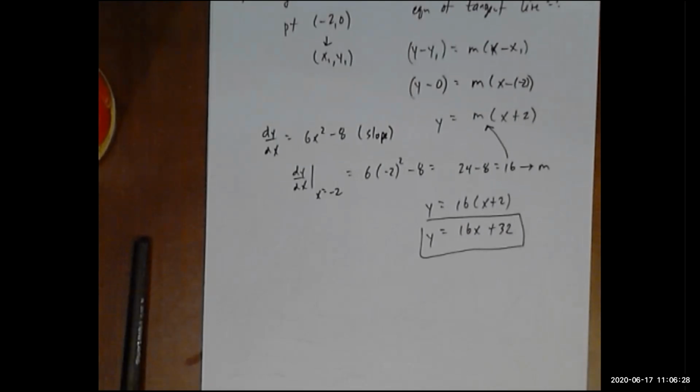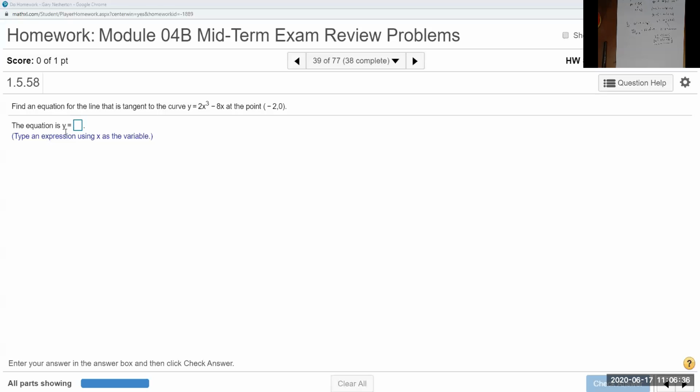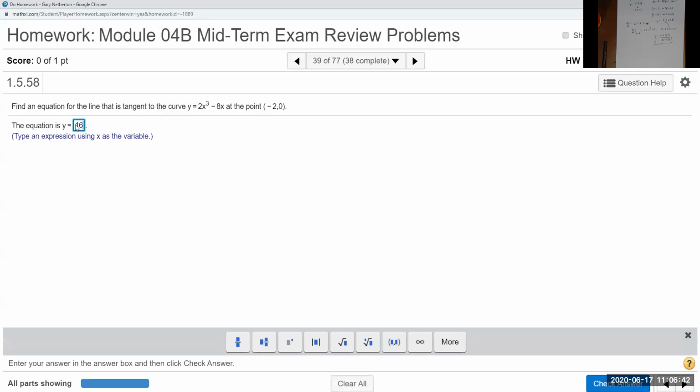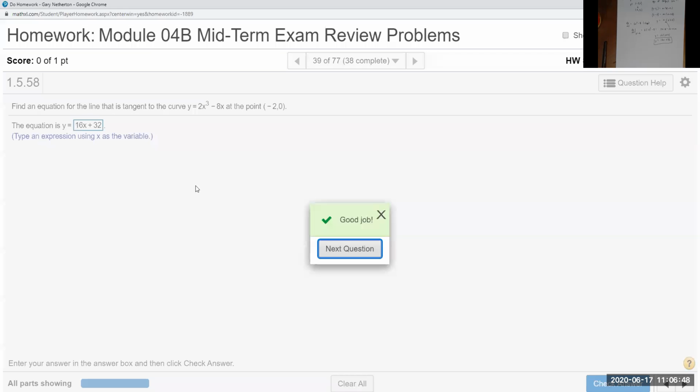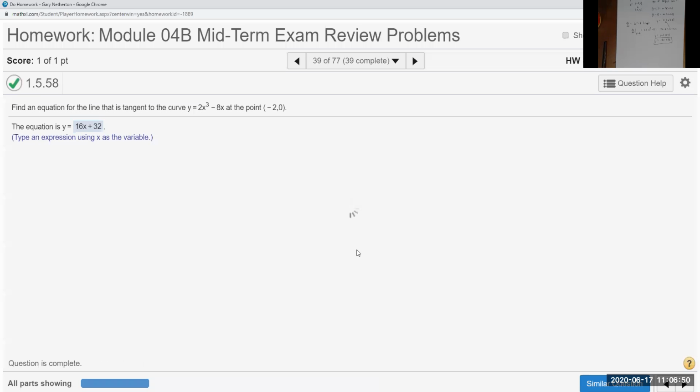So let's go see. 16x plus 32. Notice here they say the equation is y equals. So I just type in the equation part. And thankfully that is correct.